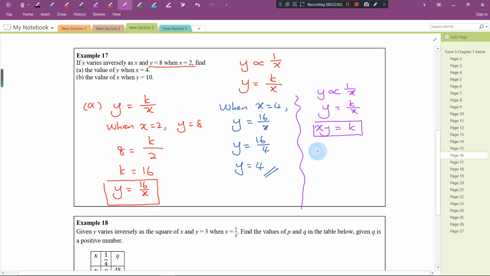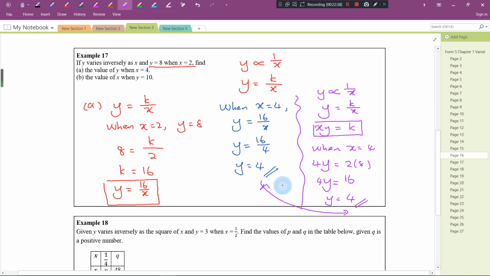When x is equal to 4, I know x. Y, I don't know, I just write as y. This is x times y. We know that x times y will always equal a constant. It means that this x times this y will equal this x times this y, right? 2 times 8. So 4y is equal to 16, so y is equal to 16 divided by 4. You get exactly the same answer.